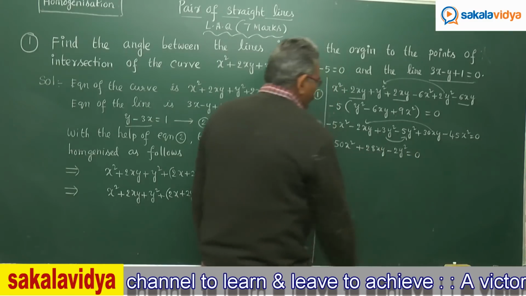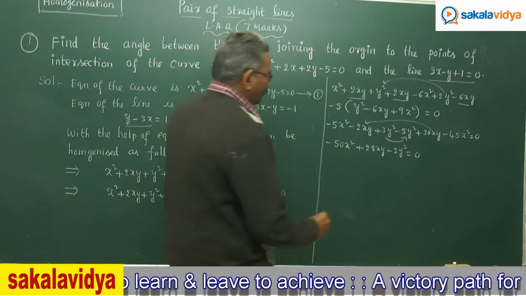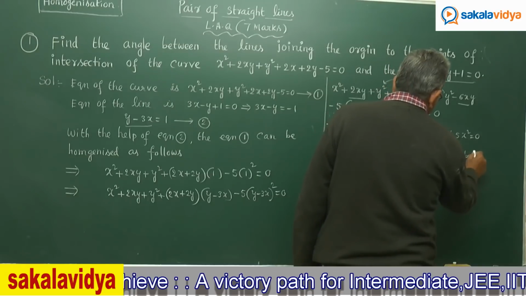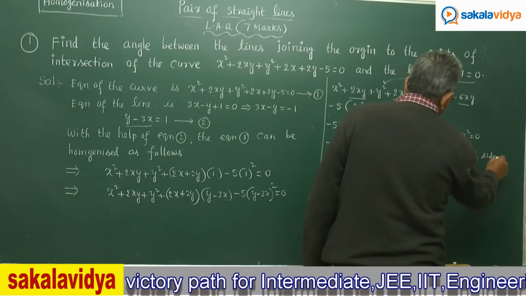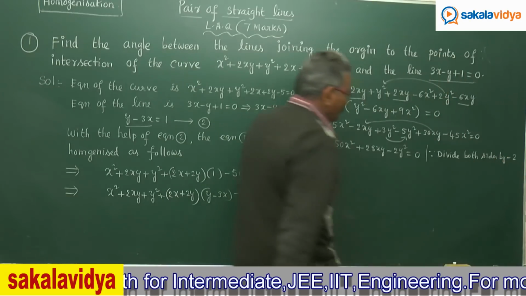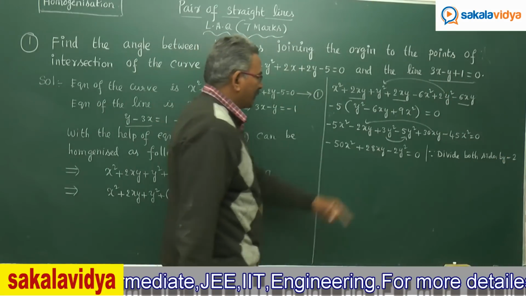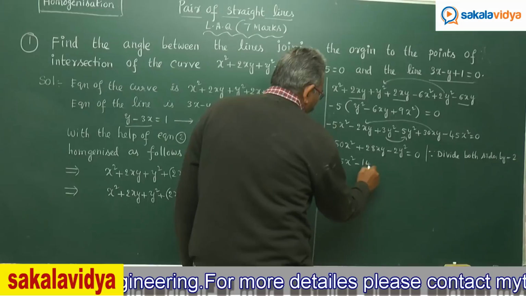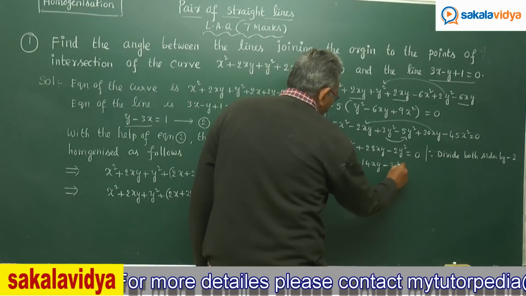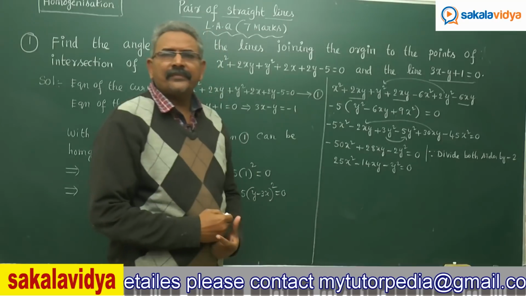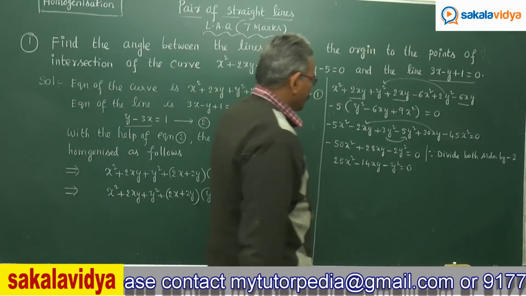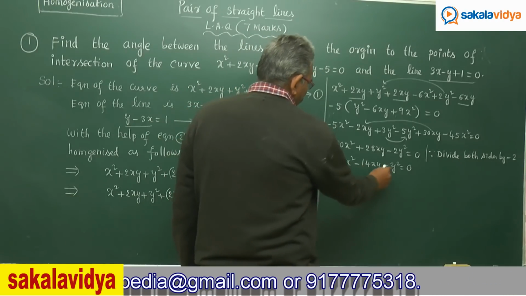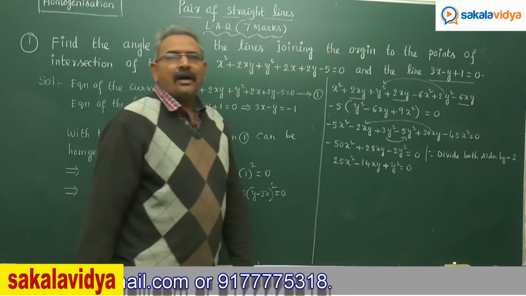If you simplify these two, divide both sides by minus 2. So if you divide by minus 2 on both sides, you get 25x square minus 14xy minus y square is equal to 0. How does it appear?